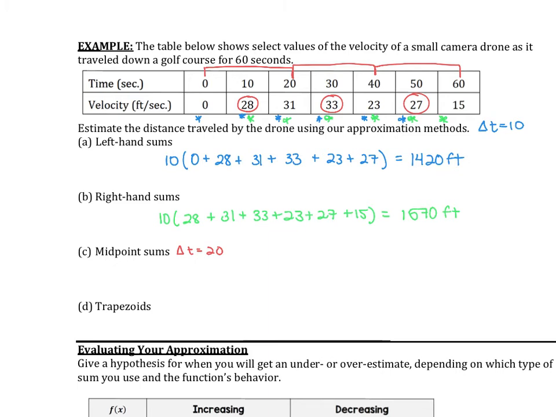So to do my midpoint sum, I don't know why it keeps rotating tonight. The midpoint sum, I would do 20 times 28 plus 33 plus 27, and we'd get 1760.